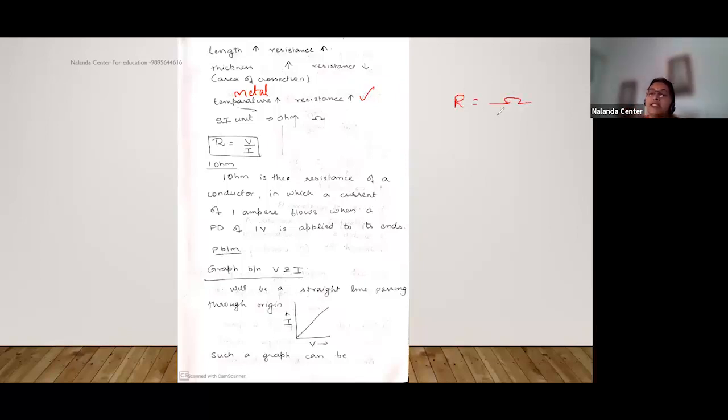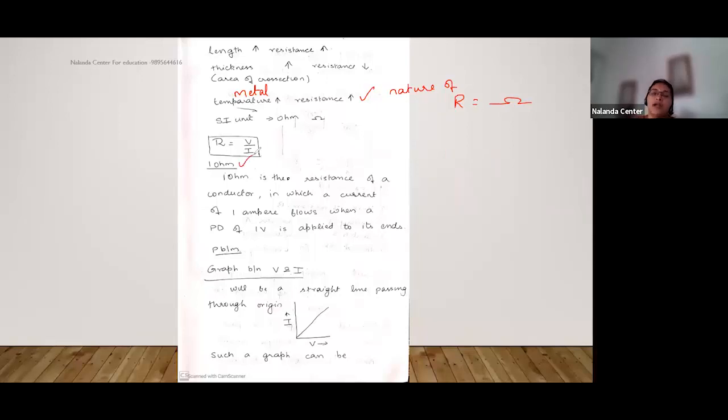The unit is ohm. Please write it on the back side. Please write on the back side that length, thickness, as well as nature of material and temperature are going to affect resistance. Okay, the SI unit is going to be ohm.